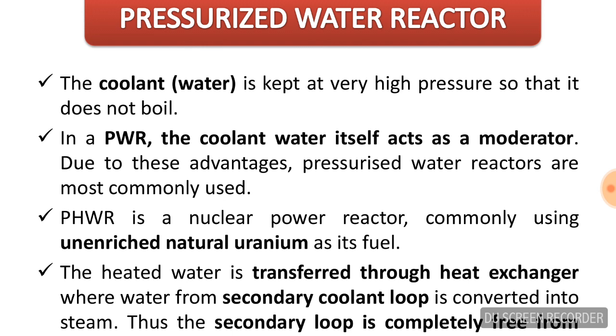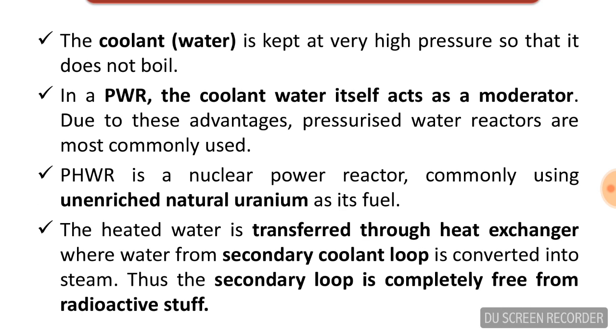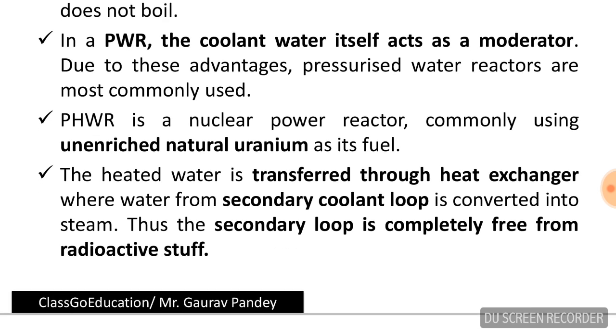The pressurized heavy water reactor is a nuclear power reactor commonly using unenriched natural uranium. The heated water is transferred through the heat exchanger, where water from a secondary coolant loop is converted into steam. Thus the secondary loop is completely free from radioactive material. You can see the difference between the boiling water reactor and the pressurized water reactor: in the boiling water reactor you don't have any heat exchanger, but in the pressurized water reactor you do have a heat exchanger, which is considered a secondary loop.